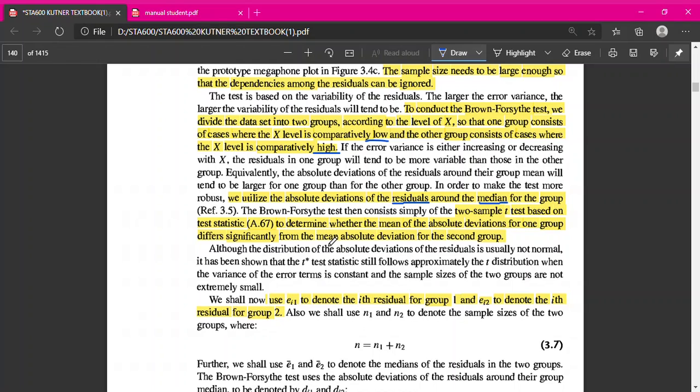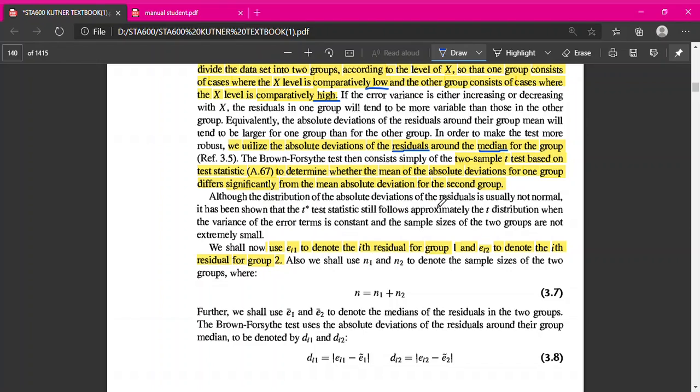The Brown-Forsythe test can consist simply of the two-sample t-test based on the test statistic. So we will use the t test statistic to determine whether the mean of the absolute deviation for one group differs significantly from the mean absolute deviation for the second group. In the test statistic formula there will be the difference between the two absolute deviations.